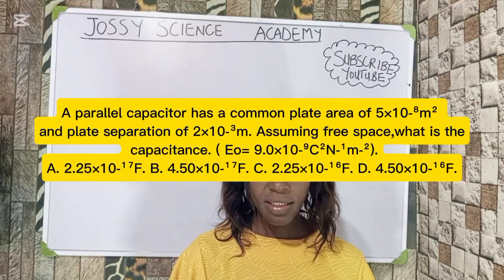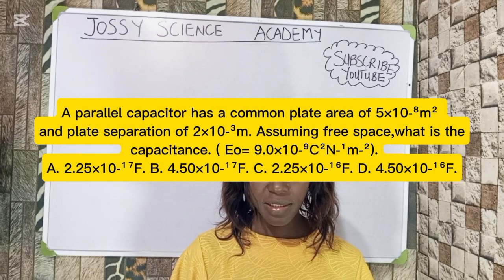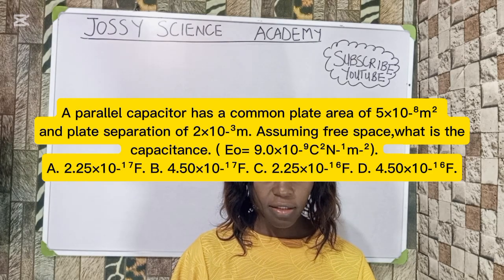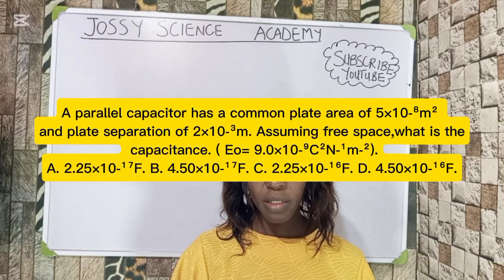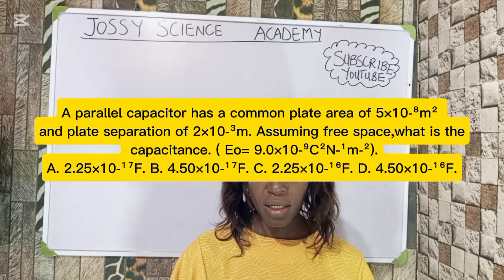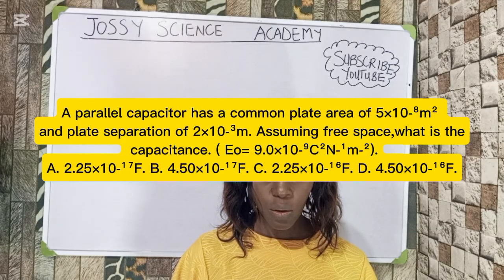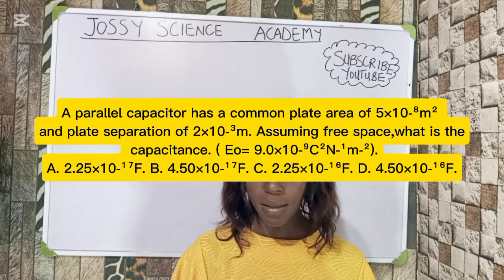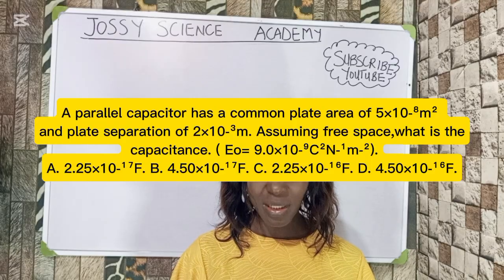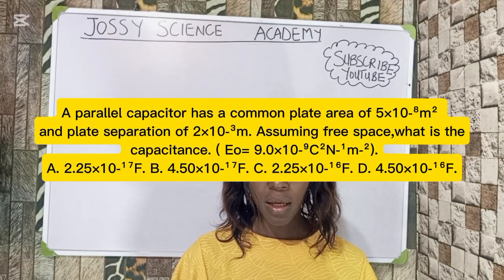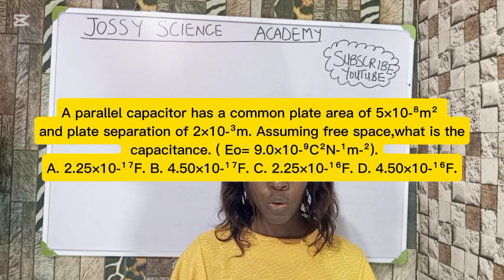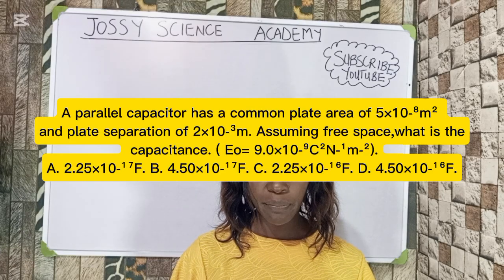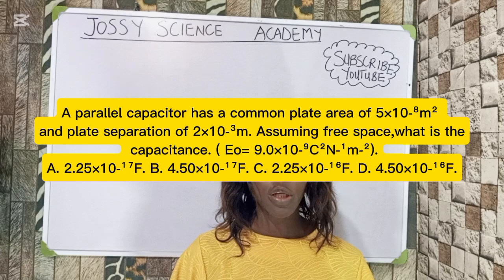A parallel plate capacitor has a common plate area of 5 times 10 to the power of minus 8 meter square and plate separation of 2 times 10 to the power of minus 3 meters. Assuming free space, what is the capacitance? We are given epsilon 0, that is a constant, as 9.0 times 10 to the power of minus 12 coulomb square per Newton per meter square. We have the following options.